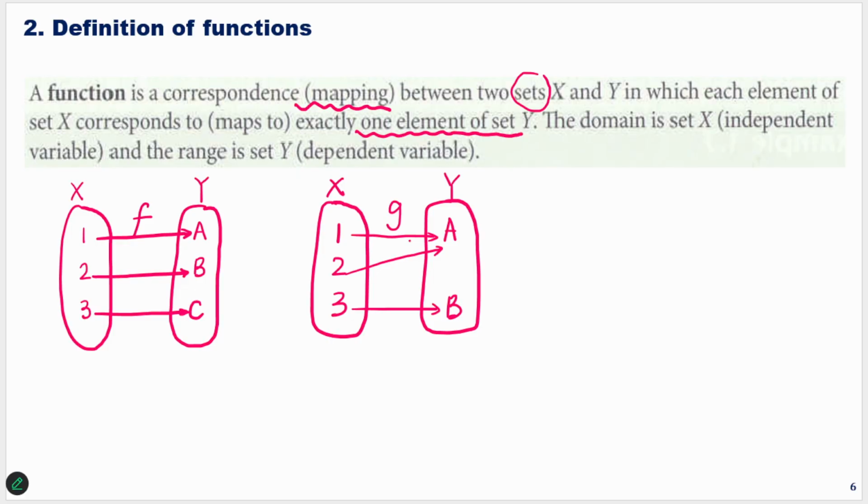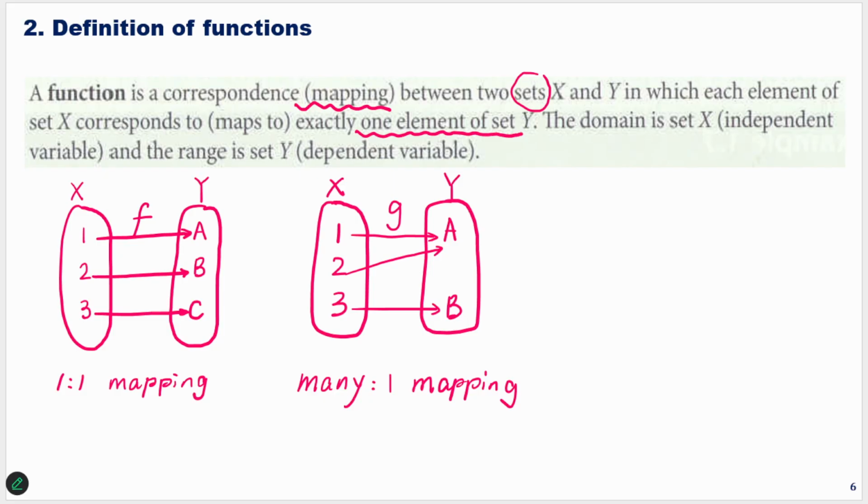This is also a function because the left side, the first one, is a one-to-one mapping, and the second relation is called a many-to-one mapping. But both of the two relations are functions according to the definition.